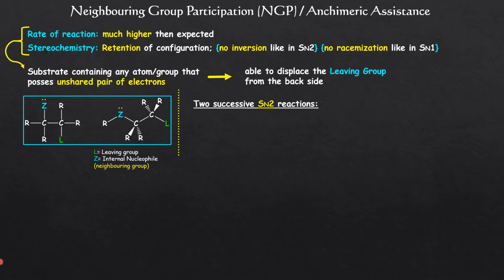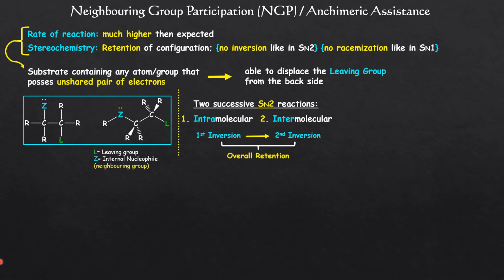This mechanism consists of two consecutive SN2 reactions. The first SN2 reaction will cause inversion of configuration, and the second SN2 reaction will again cause inversion of the already inverted configuration. So finally it gives retention of the configuration. This is the reason why the configuration is retained in this mechanism. So first let us understand the general reaction, and later on we will look at the stereochemistry.